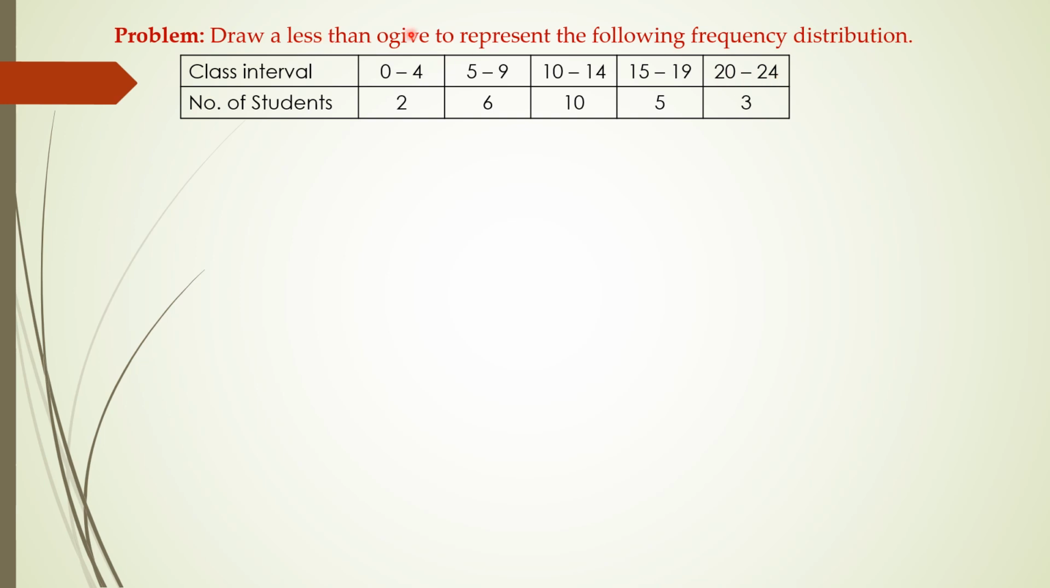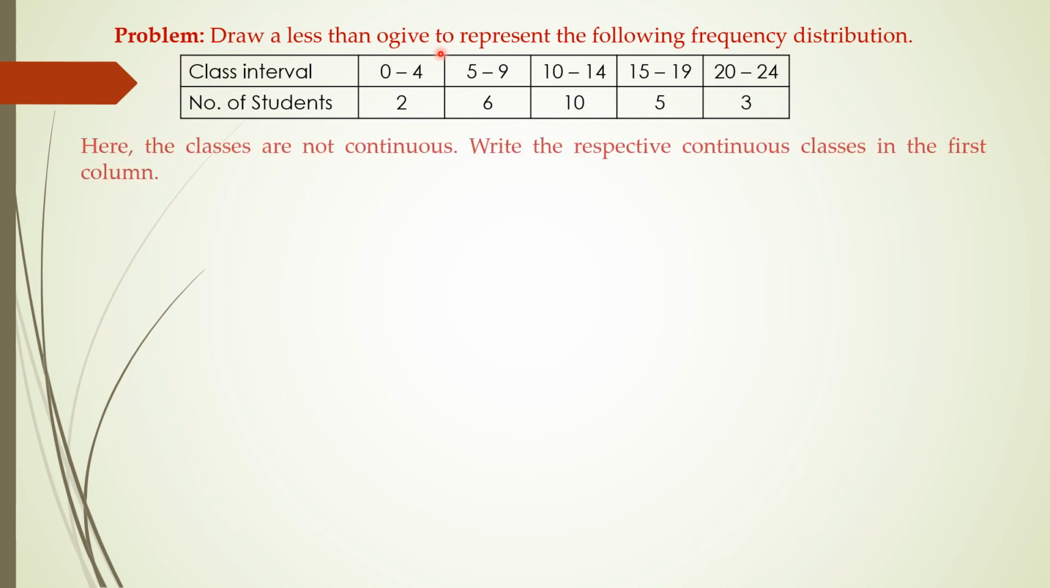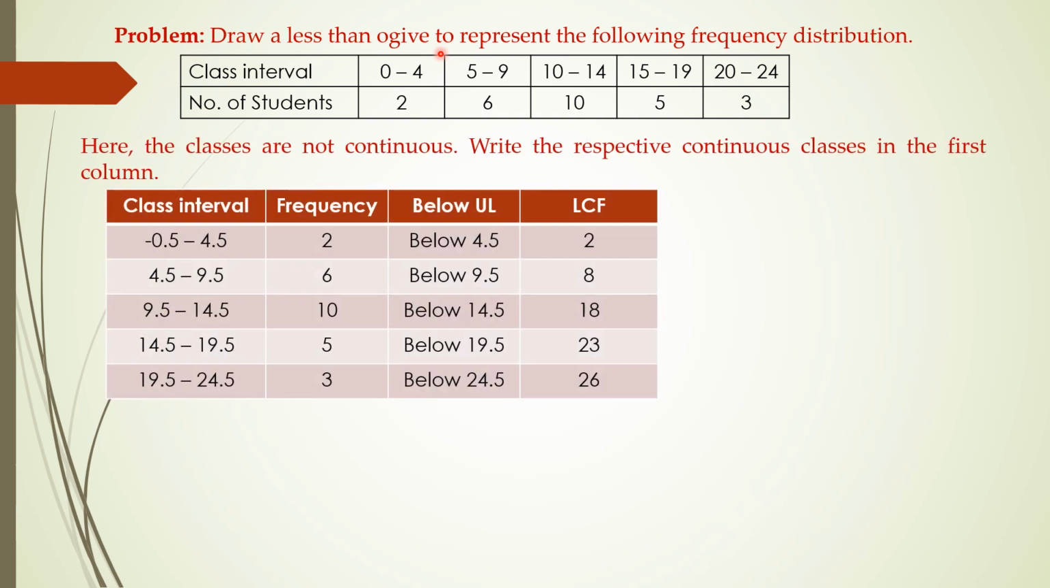Now to construct less than OZ, we need to construct less than type cumulative frequency distribution. To construct any type of cumulative frequency distribution, we know classes should be continuous. But here the classes are not continuous. We have to convert them into continuous classes while constructing less than type cumulative frequency distribution. Therefore, this is the less than type cumulative frequency distribution for the given data, which includes 4 columns: class interval, frequency, below upper limit, and the respective less than cumulative frequency.